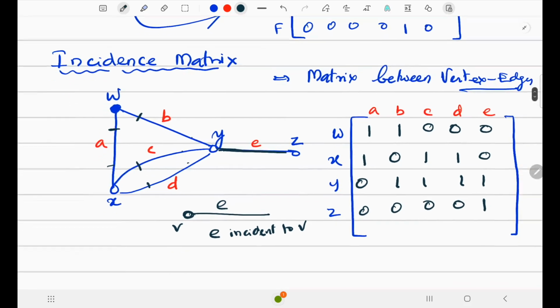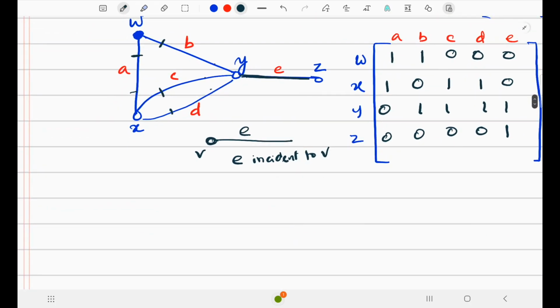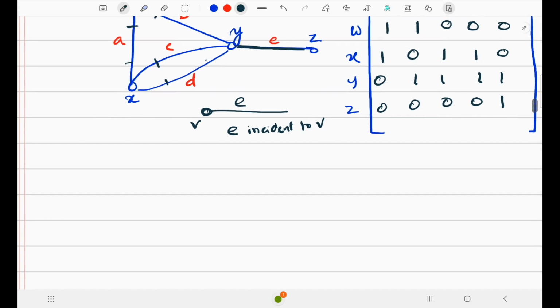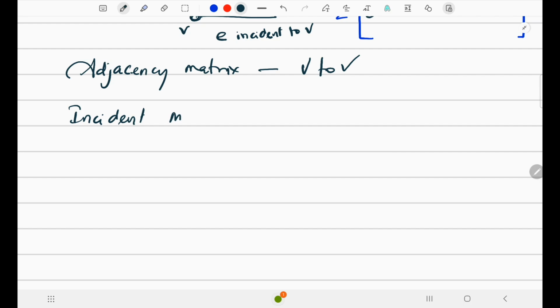Okay guys, so these two matrices are very easy. Repeating once again, the adjacency matrix is a matrix drawn between vertex to vertex, and the incident matrix is drawn between vertex to edges. These are the two things you need to remember.